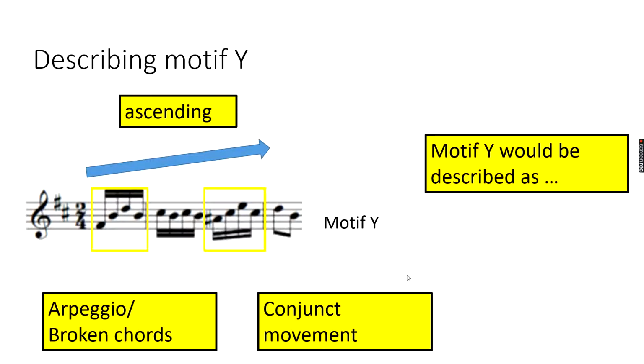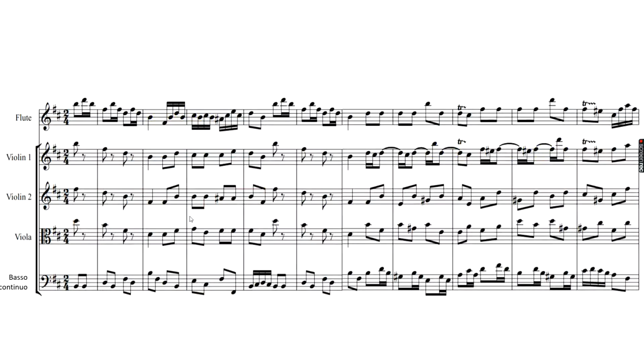We would also describe it as having some conjunct movement as well. Now, conjunct means notes that move in step. So a melody that moves in step, notes that are next to each other. And we can see that there. We have C, B, C, B. The notes are next to each other, very close, so we would describe this as a conjunct movement. Let's have a listen. So already we can start to see that motif Y is very different to motif X. So let's have a look at the whole score now. We've analysed the two motifs.